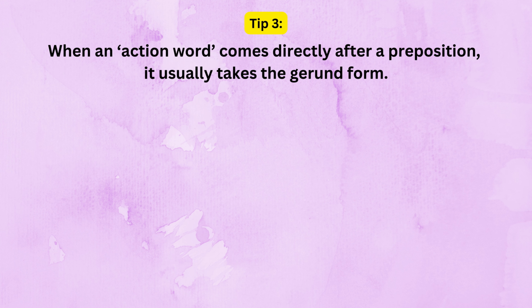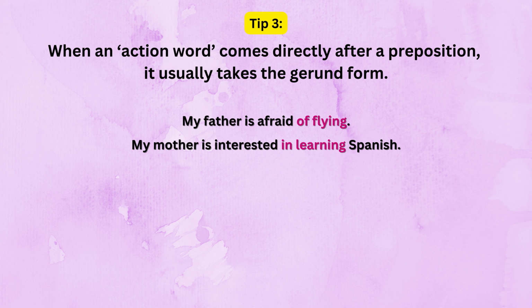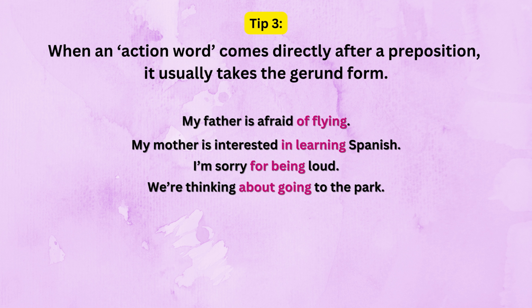Tip number 3. When an action word comes directly after a preposition, it usually takes the gerund form. My father is afraid of flying. My mother is interested in learning Spanish. I'm sorry for being loud. We're thinking about going to the park. She is good at solving math problems.